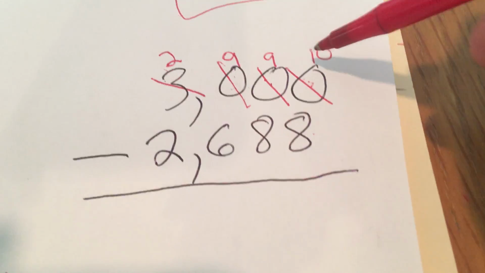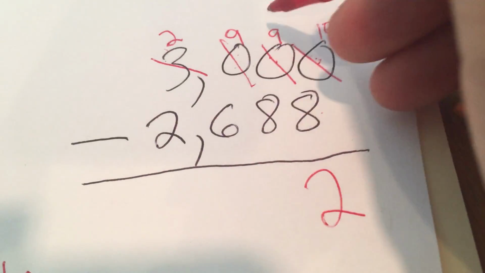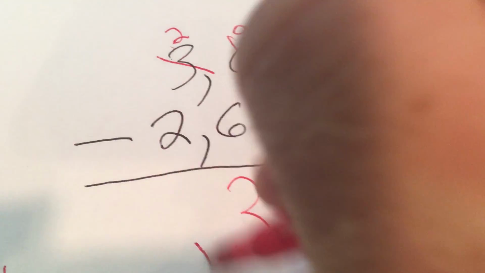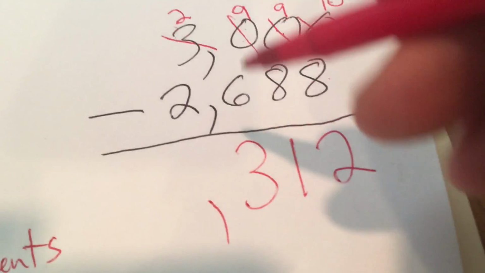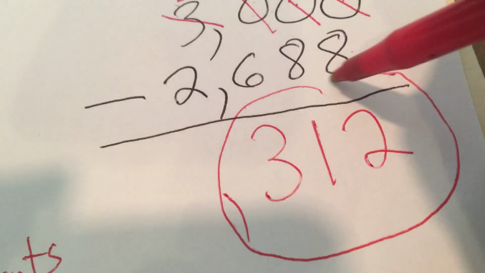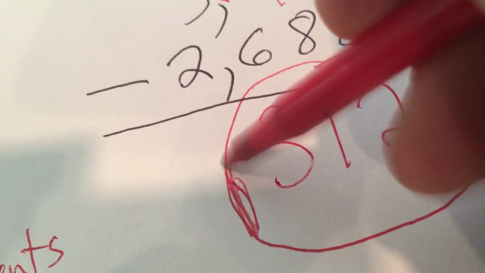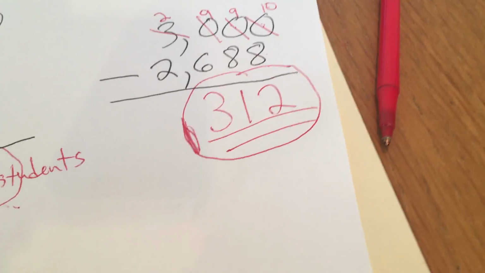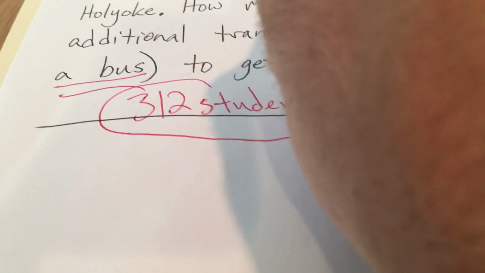Okay? So now 10 minus 8 is 2 ones. 9 minus 8 is 1, that's 10s. 9 minus 6 is 3, that's 300s. 2 minus 2 is 0 thousands. So the answer is 312. There are 312 students in Holyoke Public Schools, according to this problem, who need additional transportation. So the answer is 312 students.